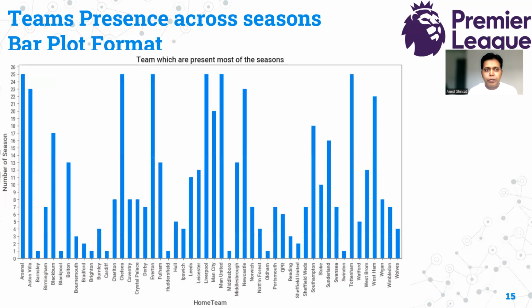The same chart we have plotted in bar chart format, which gives us the idea of the number of seasons played. Arsenal has played 25 seasons, followed by Chelsea, Everton, Liverpool, Manchester United, and Tottenham. So these are the six teams, I would say, who have played almost all the seasons, while teams like Barnsley and Blackpool have played hardly one season. So with this we come to know the team presence across all the seasons.